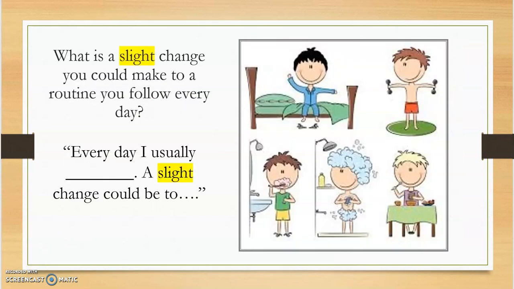So I want you thinking, what is a slight change that you could make to a routine that you follow every day? You can talk to someone if you have a partner next to you, or if you are by yourself, just think to yourself, every day I usually blank. A slight change could be to blank. Okay, for my example, I'm thinking every day I usually fix myself something for breakfast. A slight change could be to stop somewhere on my way to work to pick up breakfast to eat.